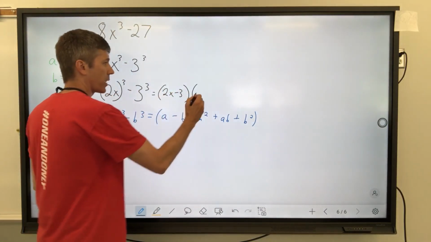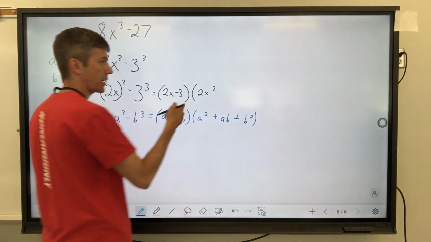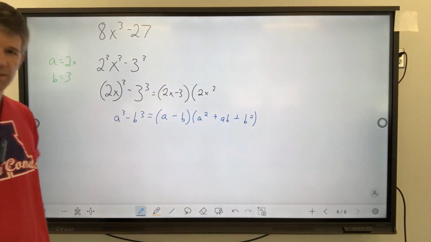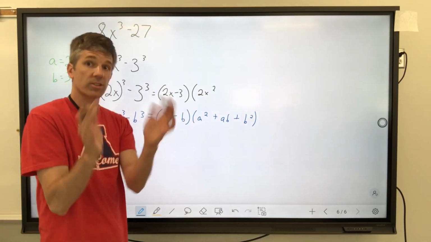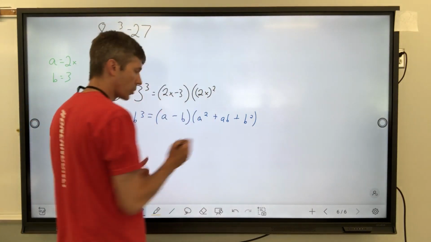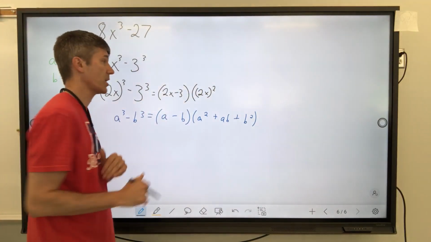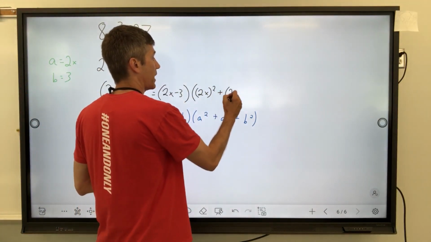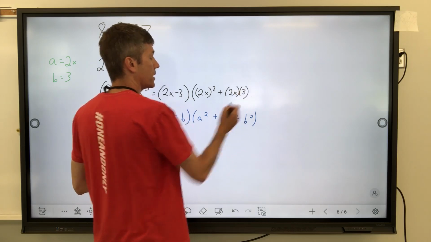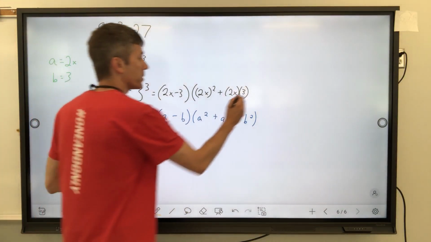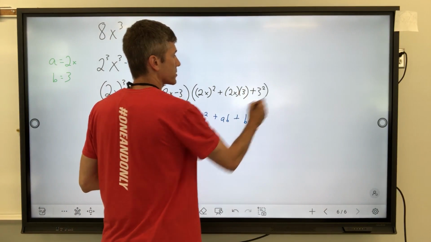And then a squared. Wrong, okay? This is not 2x squared. This is 2x, all, the quantity, squared, okay? In a minute, we're going to square the 2 and square the x. Very common mistake people do there. Plus a times b, and then plus b squared.